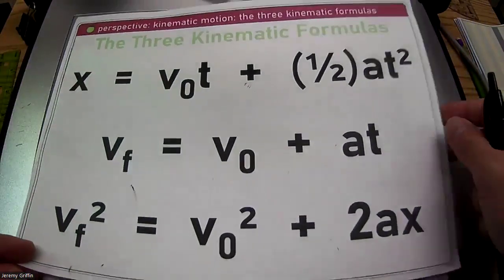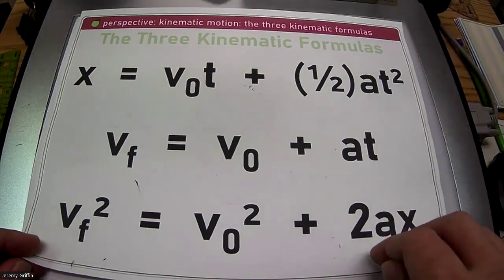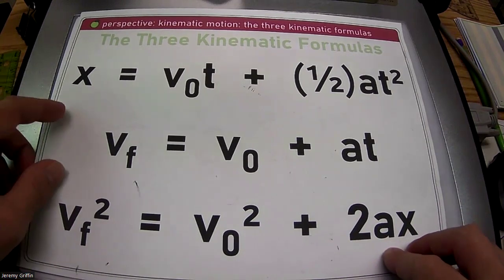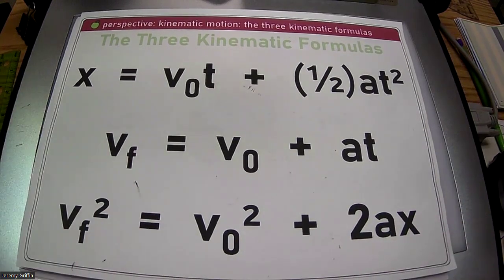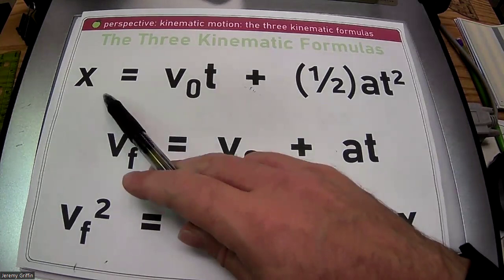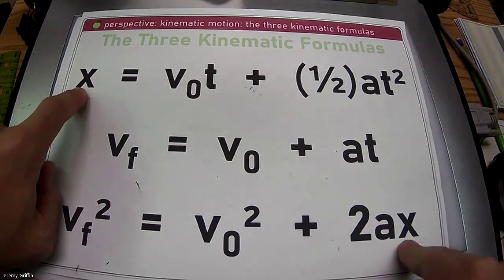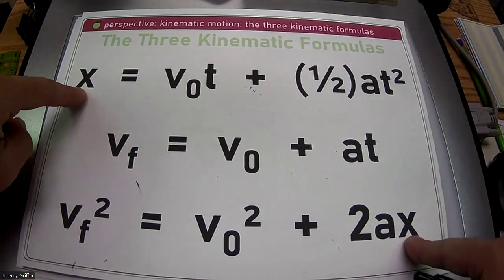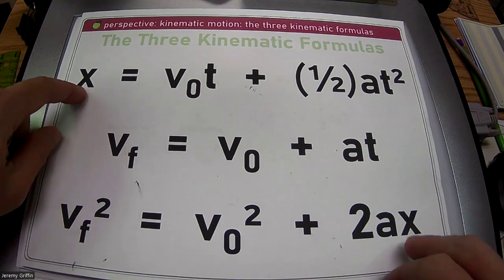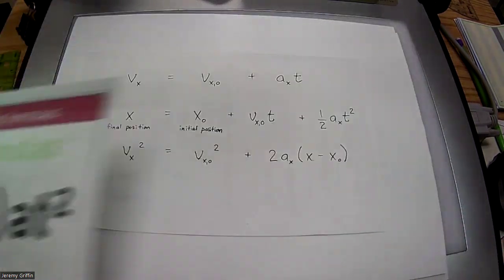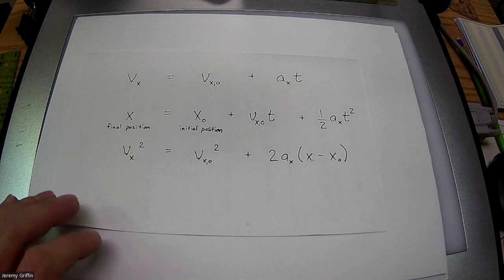Here's a big difference in the way I've been applying these. The way I typed this on the poster, this X could stand for a displacement, a difference in position. If you go from point A to point B, there's some kind of displacement. Same thing with this X. You see these X values are displacement values. It's the change in position.